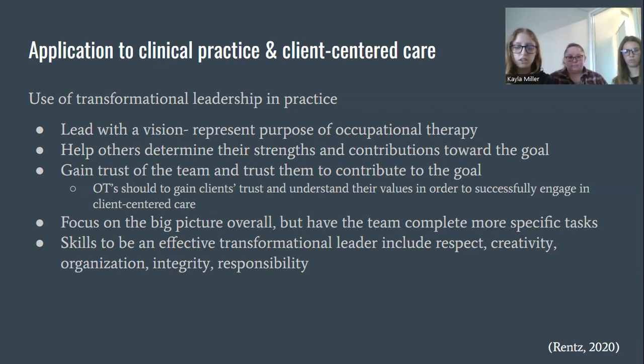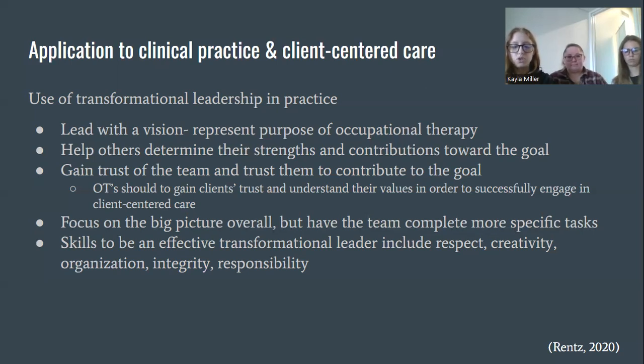They lead with a vision and represent OT's values and vision, which is turning into promoting OT practice and client-centered care, since OT focuses significantly on that concept. They also need to help others find their strengths and trust the team members to use them accordingly to help contribute toward that end goal. That applies to client-centered care because in the same way, OTs should gain the client's trust and also understand their values in order to successfully engage in client-centered care through OT.